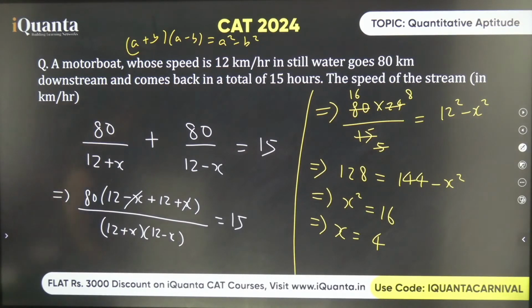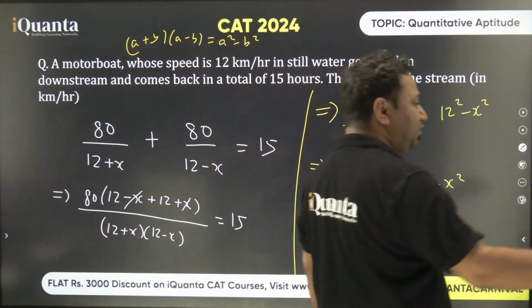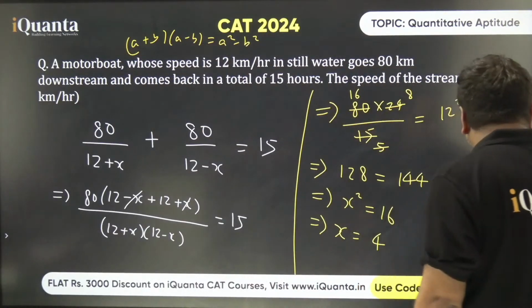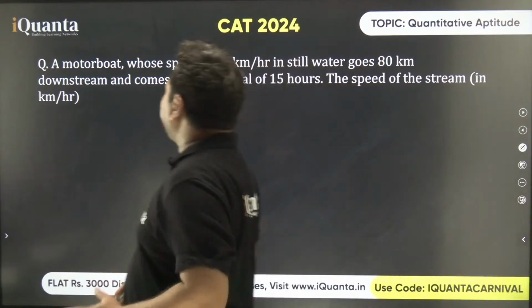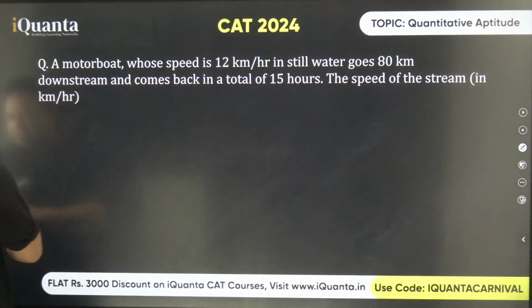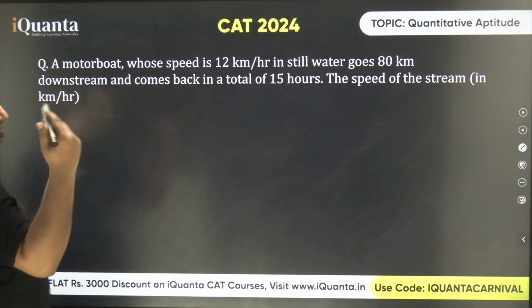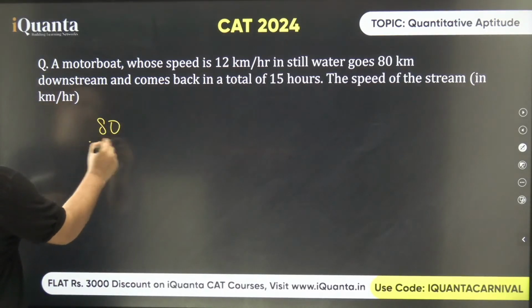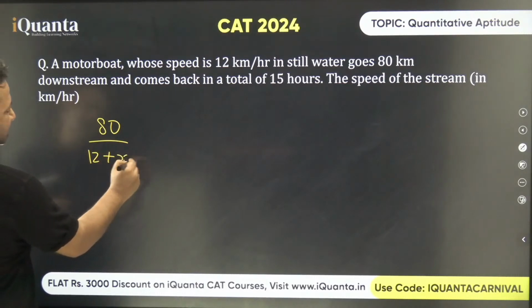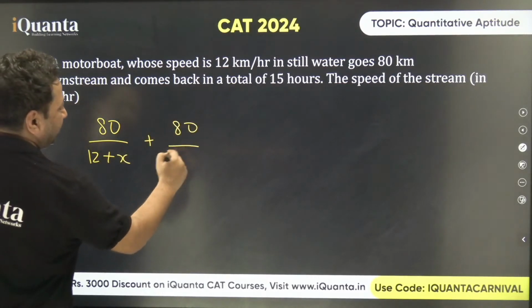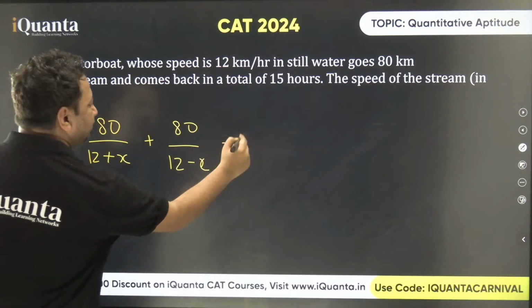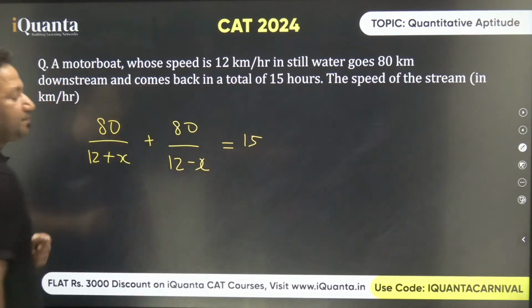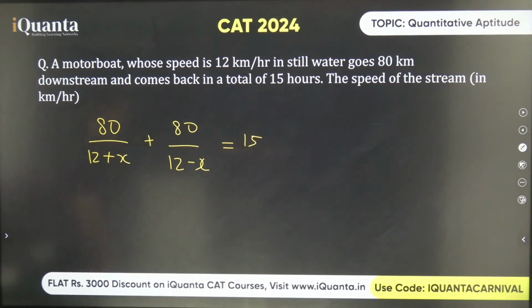Okay, let's go. Can we do this question in some other way? Now, what I'm going to do over here right now is not just time, speed, distance. It is a bit of imaginative calculation. So, 80 upon 12 plus x plus 80 upon 12 minus x. This is equal to 15.